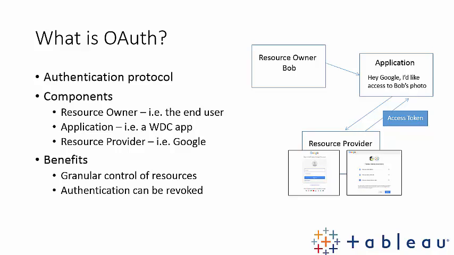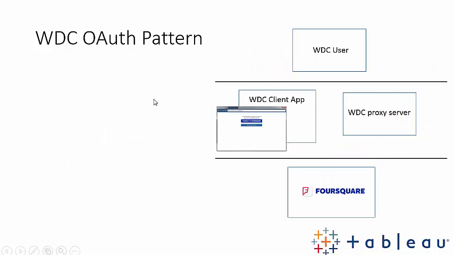There are a few benefits to the OAuth protocol. The first one is that it allows the user to have granular control over their resources. The user can allow one application to have access to their profile picture and their name, and they can have another application have access to their location. The second benefit is that it allows authentication to be revoked at any time. If it turns out that an application is malicious, a user doesn't need to go into Foursquare and change their password. They can just revoke access to that.